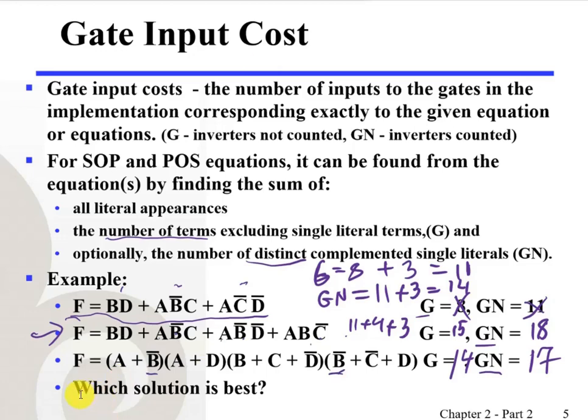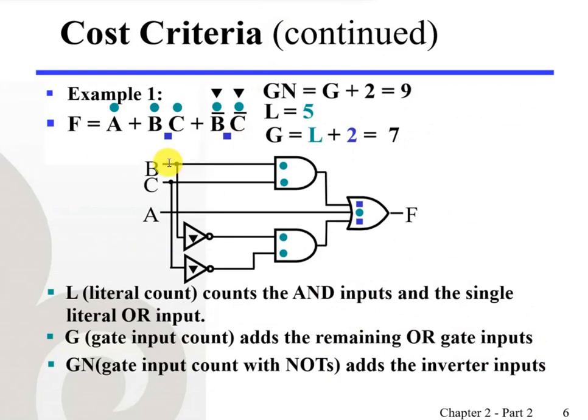Now the question is, which solution is the best, given 3 representations of the same function? Definitely the first one will be the best in terms of gate input cost, because we have 11 gate inputs and 14 gate inputs with inverters counted.